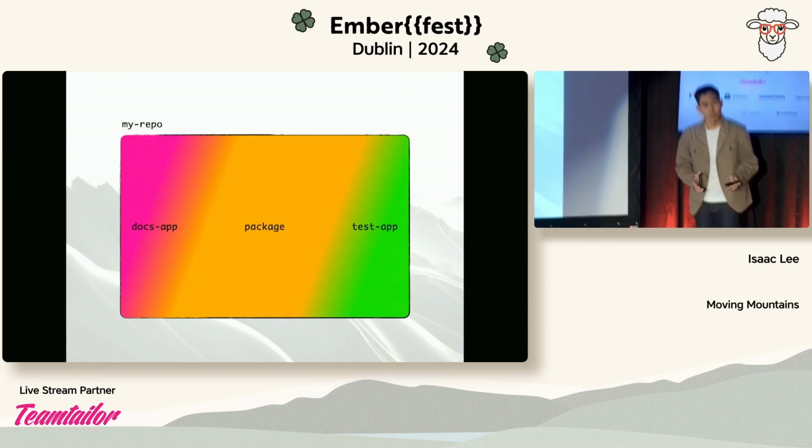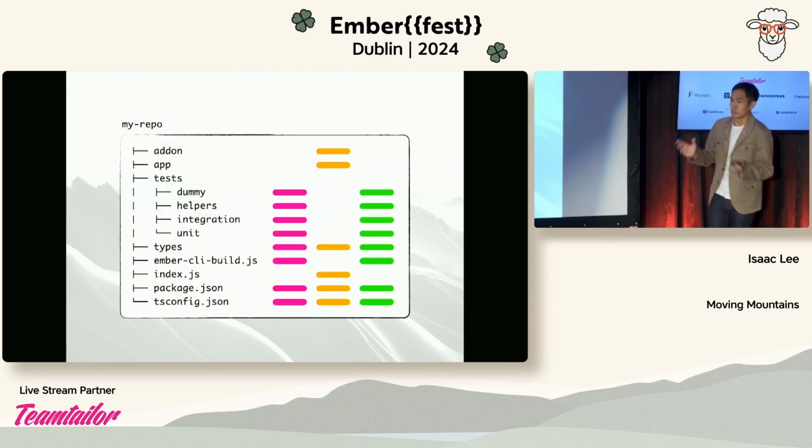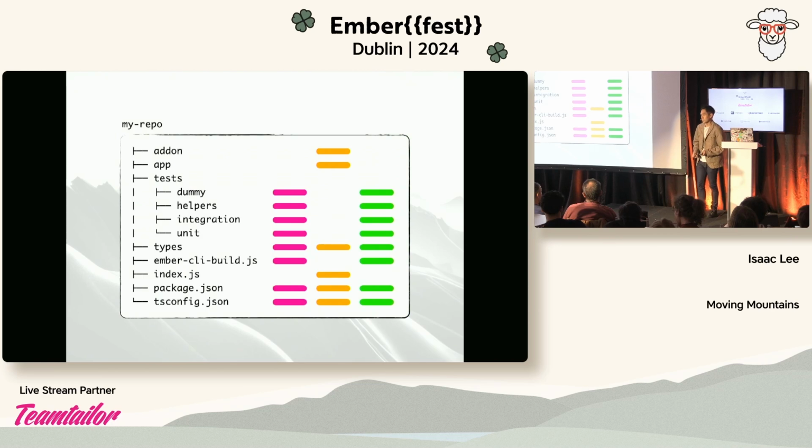And because there's room for only one package, the files for the add-on are interspersed somewhat randomly with files for the documentation side and files for tests. And because the dependencies for the add-on are mixed with the dependencies for the documentation side and tests, it can be hard to update dependencies.